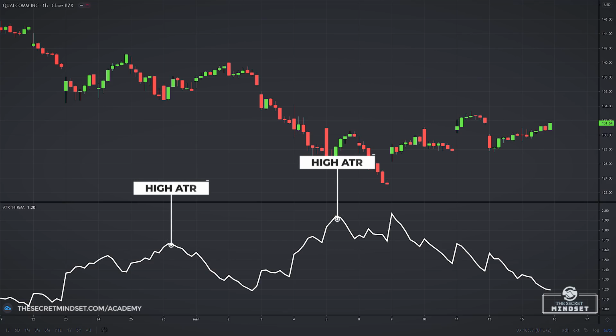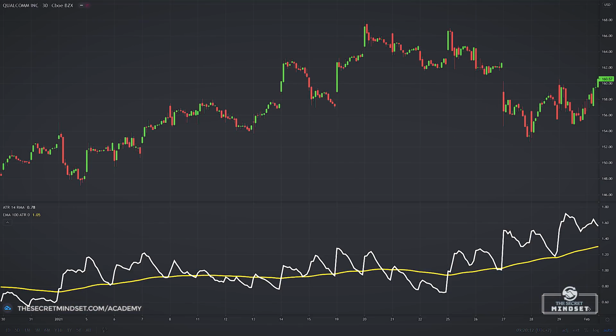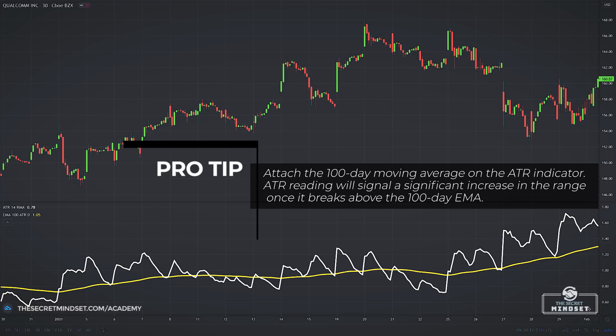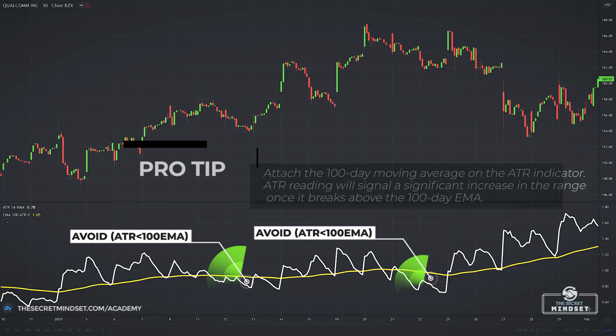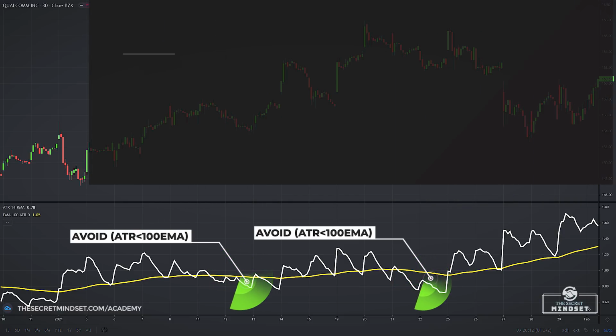As a day trader, the ideal periods to enter the market are when the ATR shows expansion periods in the daily range. Let me show you a simple way to determine if a significant range expansion is taking place. Based on my backtesting results, the ATR reading will signal a significant increase in the range once it breaks above the 100-day EMA. Simply attach the 100-day moving average on the ATR indicator. In this way, you'll easily see if the average intraday price swings are sufficient to trade.